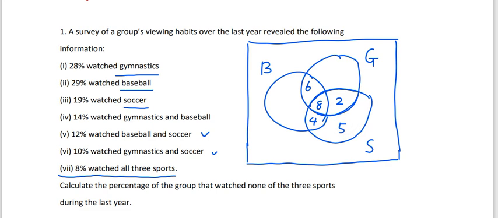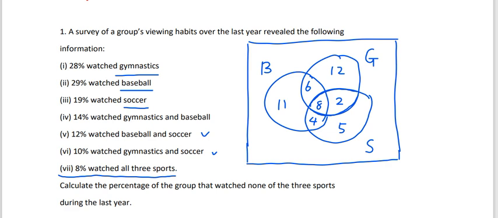This is baseball, 29. So here we have already 18, so here we get 11. For G, the total is 28, and we have here 16, so 28 minus 16, we have 12.